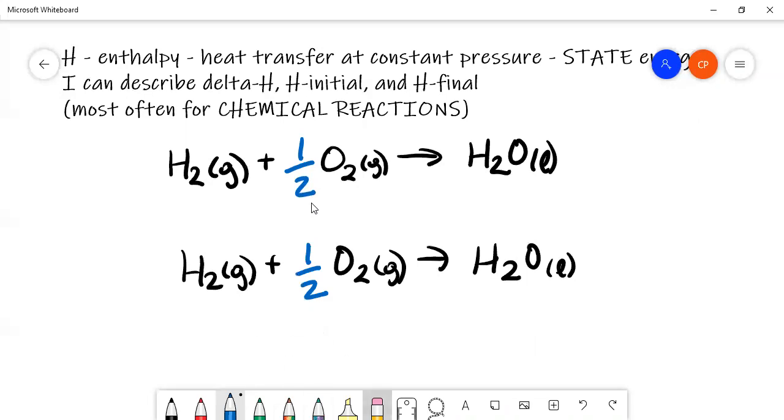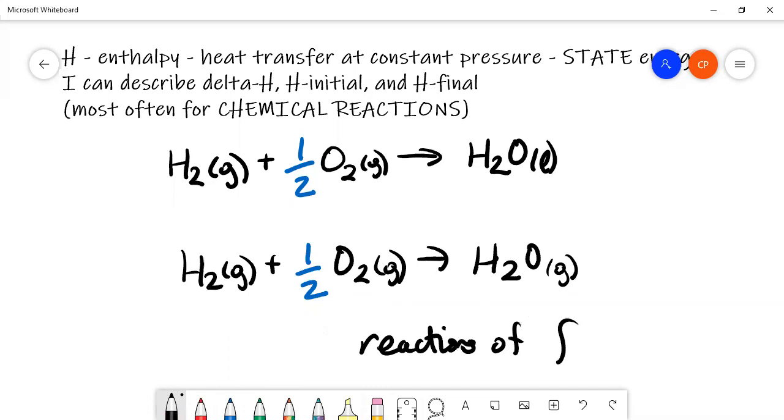And I meant to represent this second equation as H2O in its gas phase, because that's what we were talking about when we were talking about our different possibilities. Okay? These two equations are examples of reactions of formation. And by formation, what I mean is taking some substance and forming that substance from the elements in their standard states. Okay?